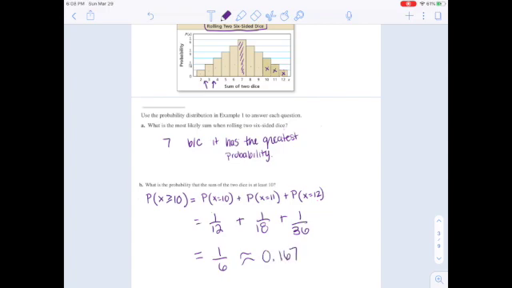Add them all together, and that actually works out pretty nice to be 1 out of 6, which is about 0.167, and of course we know that as a percent of 16.7%. Be flexible. I'm not sure what the back of the book says.